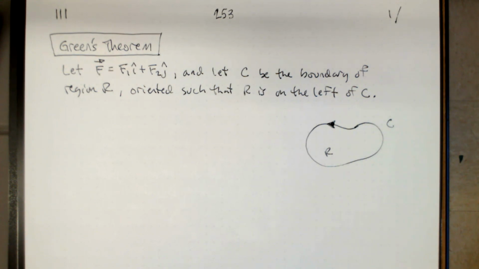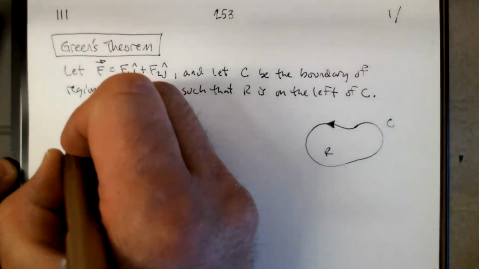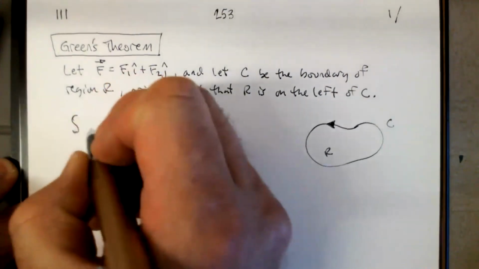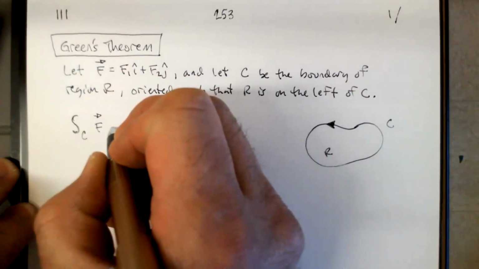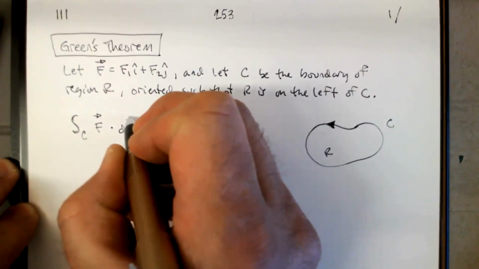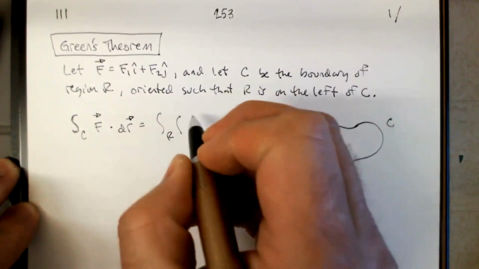We should already start seeing shades of our fundamental theorem of calculus. We know that when we're integrating, we evaluate an antiderivative at the boundary. So Green's theorem is a theorem about line integrals. It says that the line integral over the boundary C of the vector field is the double integral of this expression.